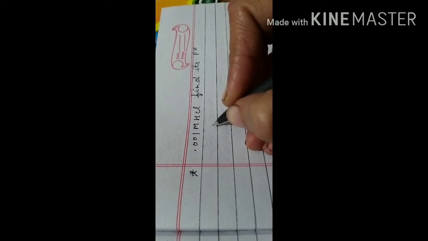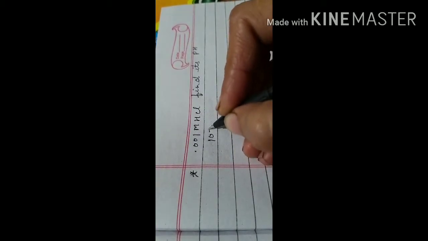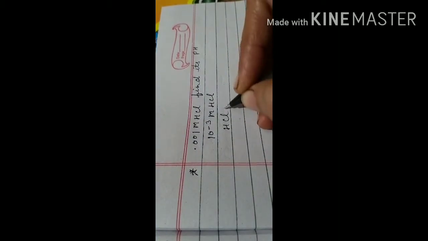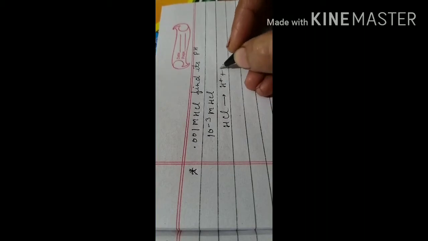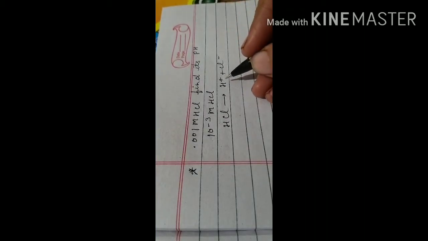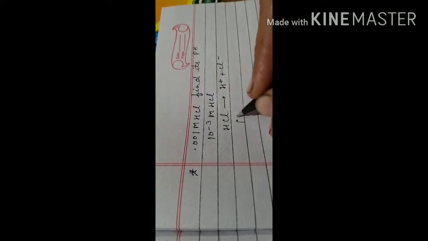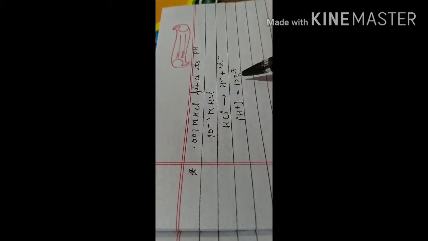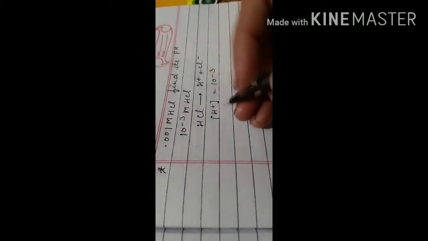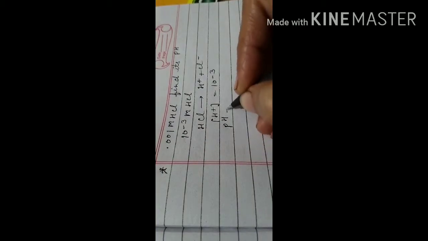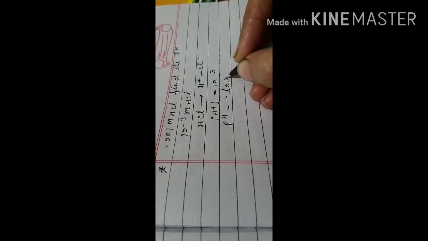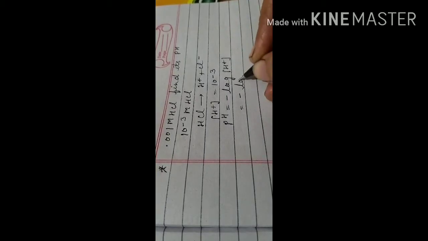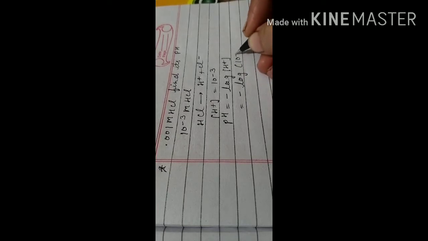First of all, you must know that this can be written as 10 raised to the power minus 3 M HCl. HCl dissociates into H positive and Cl negative. So we have to see how many H plus ions we are getting. 1 H plus ion. So this will be the H plus ion concentration, which is 10 raised to the power minus 3. Whatever value is given will be the H plus ion concentration. Now we can put it in the formula of pH. pH is equal to, as I have taught in the previous session, negative logarithm of H plus ion concentration. So you can write negative log of 10 raised to the power minus 3.